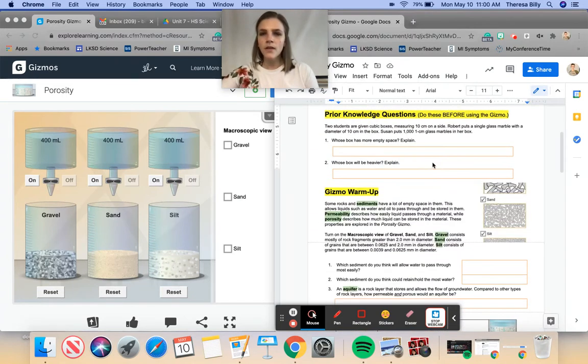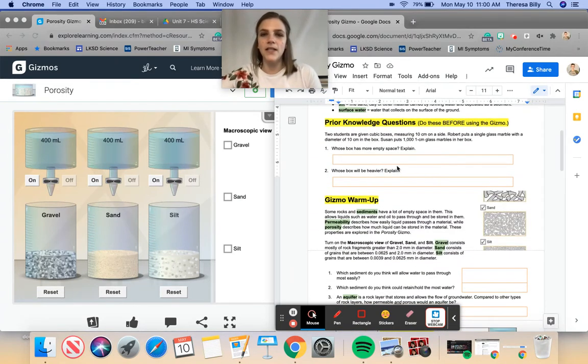So pause the video right now, take a couple minutes to go do those prior knowledge questions. The questions relate to this scenario. Two students are given cubic boxes, meaning they are a box that's 10 centimeters by 10 centimeters by 10 centimeters, so relatively small. Robert puts a single glass marble that has a diameter of 10 centimeters in the box. Now that's a big marble, but you have this box, one marble fits the entire box, whereas Susan puts 1,000 itty bitty teeny tiny marbles within her box.